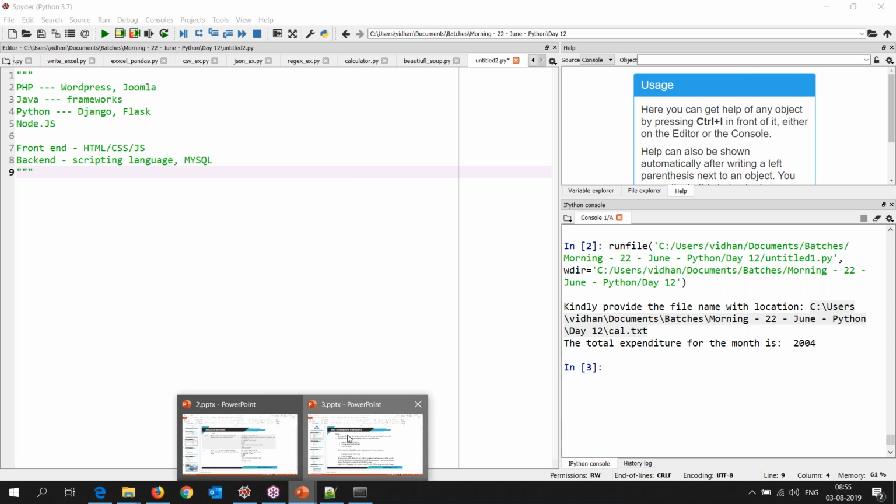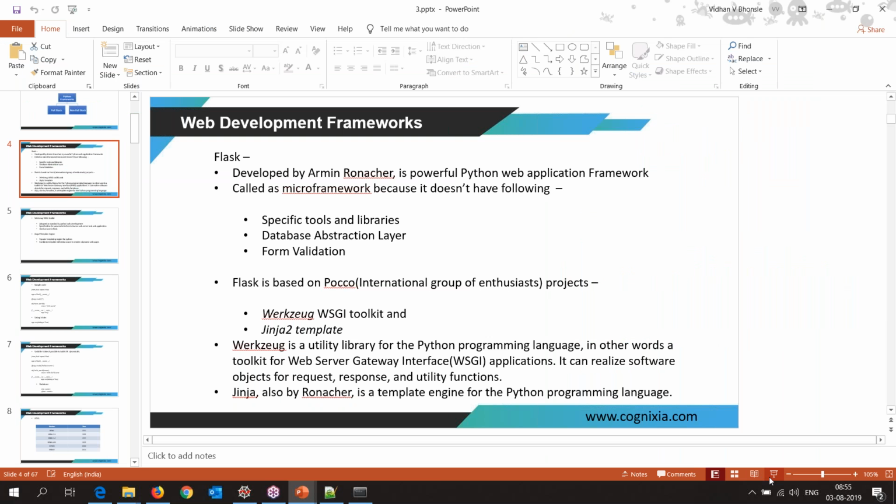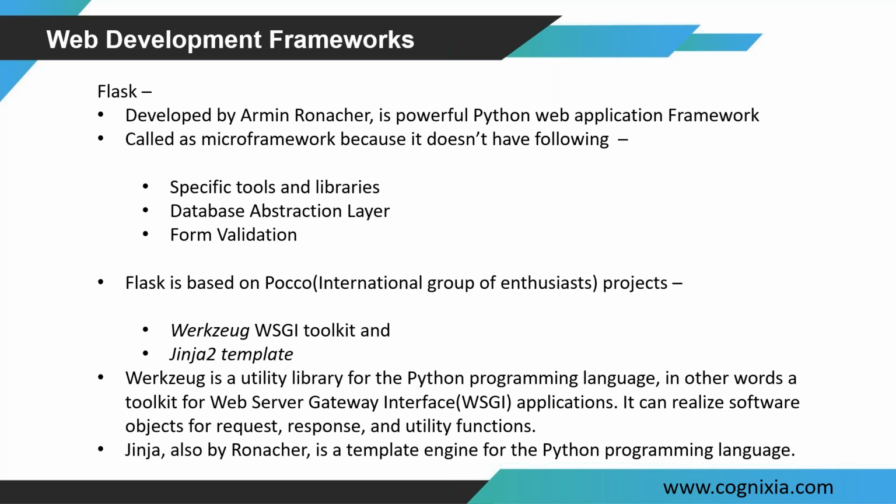I have opened one of the PPTs for this. Yeah, now you can see this. I'll have to compile all the PPTs, guys, so that's why I've not shared the code also. Flask was developed by Armin Ronacher, right? It is called a micro framework because it does not have specific tools and libraries. It does not have a data abstraction layer. It does not provide form validation, meaning checking all the fields and cross-checking them. Flask is based on the Pocoo project, which has two parts: the Werkzeug Web Server Gateway Interface toolkit and the Jinja2 template engine. We'll come to Jinja2 templates.